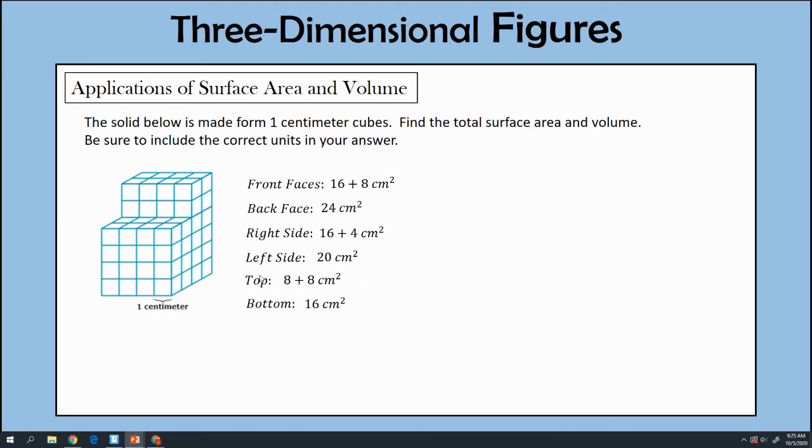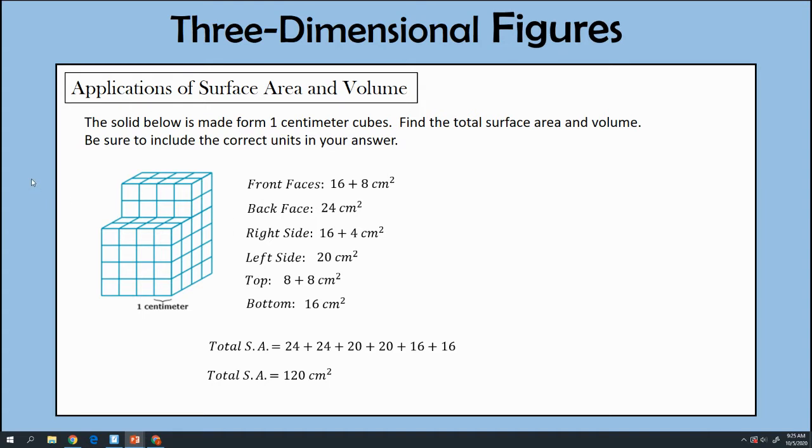So remember, total surface area is going to be the sum of all of the areas of the faces. So I got 24 for the front, 24 for the back, 20 for the right, 20 for the left. Top and bottom are both 16. That's going to give us a total of 120 centimeters squared for the surface area of this shape.